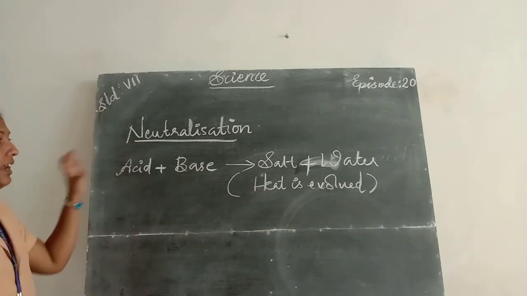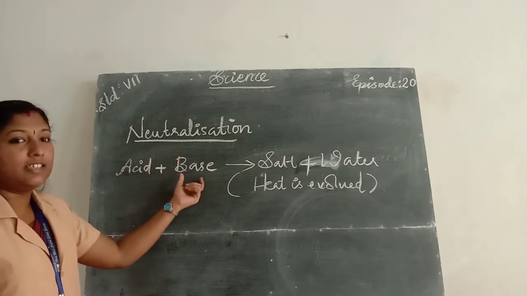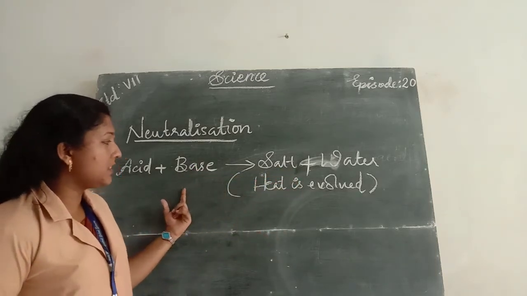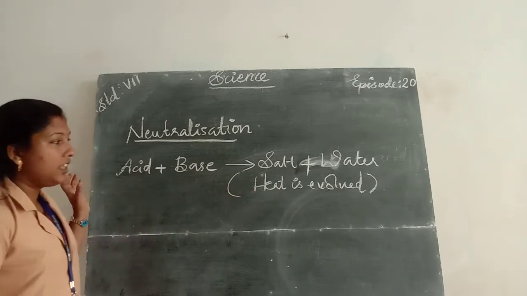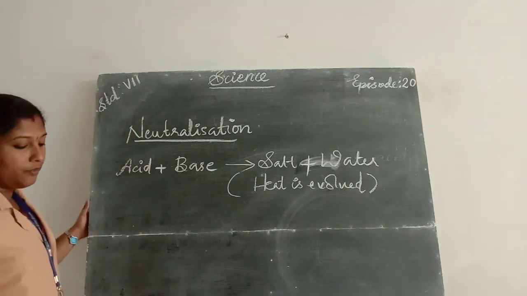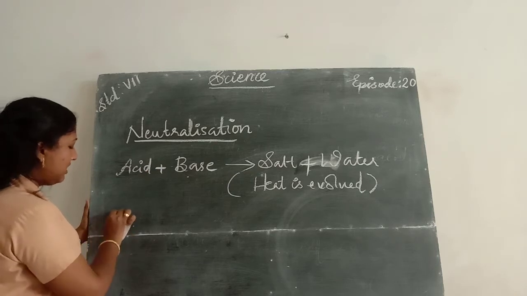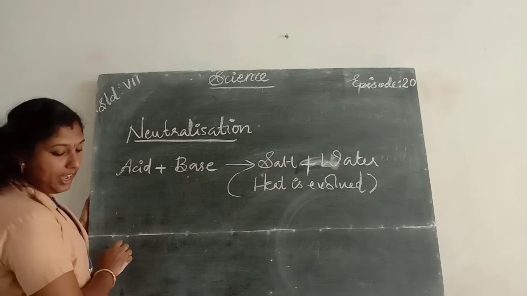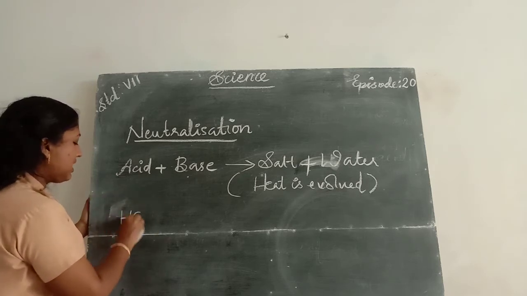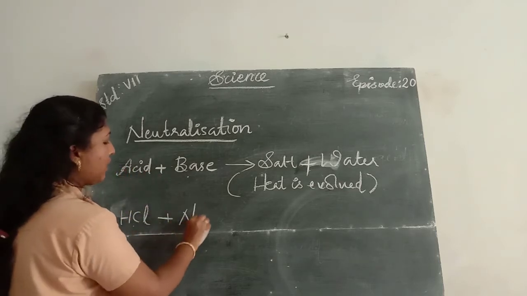Once again, what do you mean by neutralization? The reaction between acid and base is known as neutralization. Salt and water are produced with the evolution of heat. For example, for neutralization: first of all, acid plus base. Here we take an acid, dilute hydrochloric acid, HCl, plus a base, NaOH, sodium hydroxide.